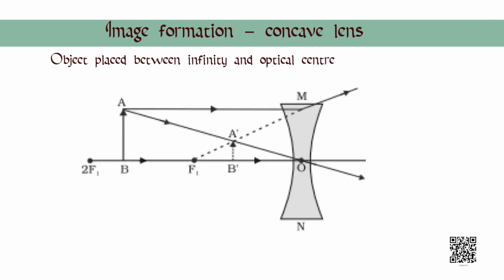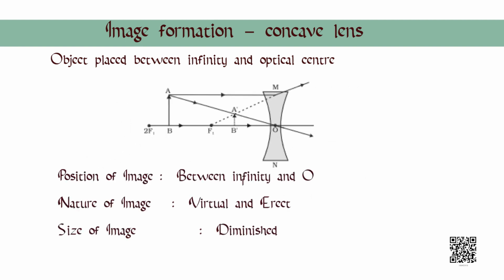Now moving towards the case when the object is placed anywhere between infinity and optical center of the lens, we shall consider two rays for image formation. The first ray, being incident parallel to the principal axis, shall appear to pass through the focus f1, while the other ray, passing through the optical center, shall move undeviated. The apparent intersection of the two light rays forms a virtual, erect and diminished image.